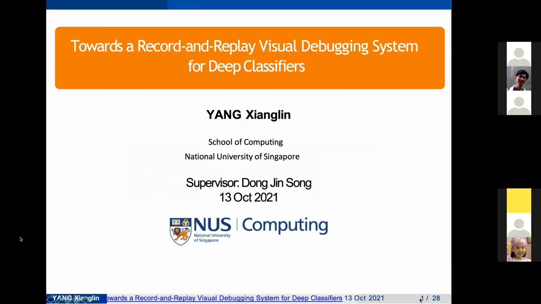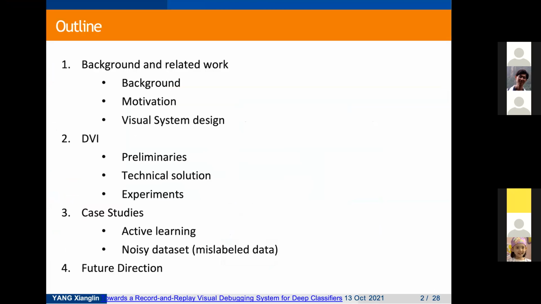Yeah. So I'll just start, assuming that all the audience are professors in the community. Hello professors. My name is Xianglin. I'm supervised by Prof. Dong, and my QE topic is towards a record and replay visual debugging system for deep classifiers. Today my presentation will cover 4 main parts.